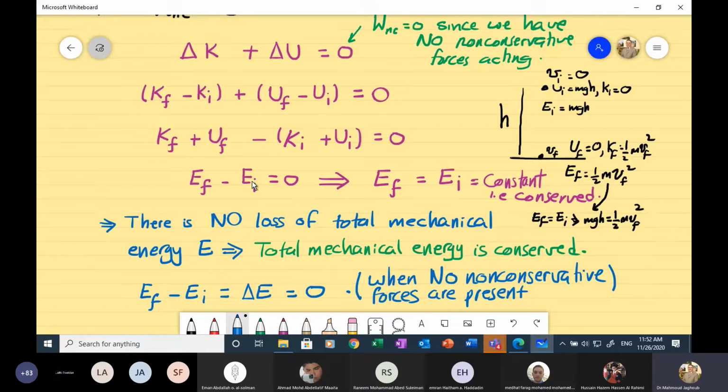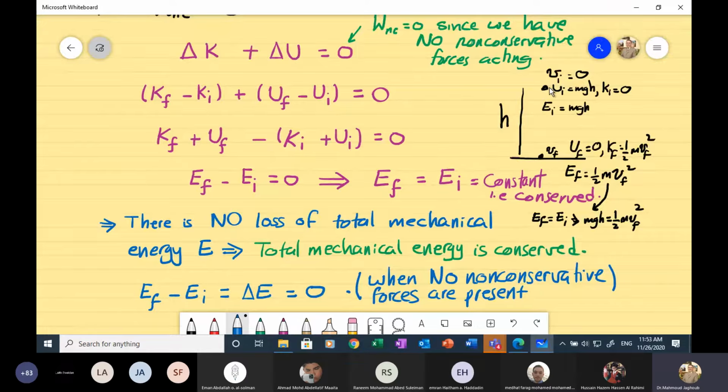Therefore, E final equals what? E initial. In other words, the total mechanical energy does not change. It remains constant. Whenever something remains constant, we call it what? Conserved. Why conserved? Because it does not change. And therefore we call it conserved. This is what we mean by conservation of total mechanical energy.